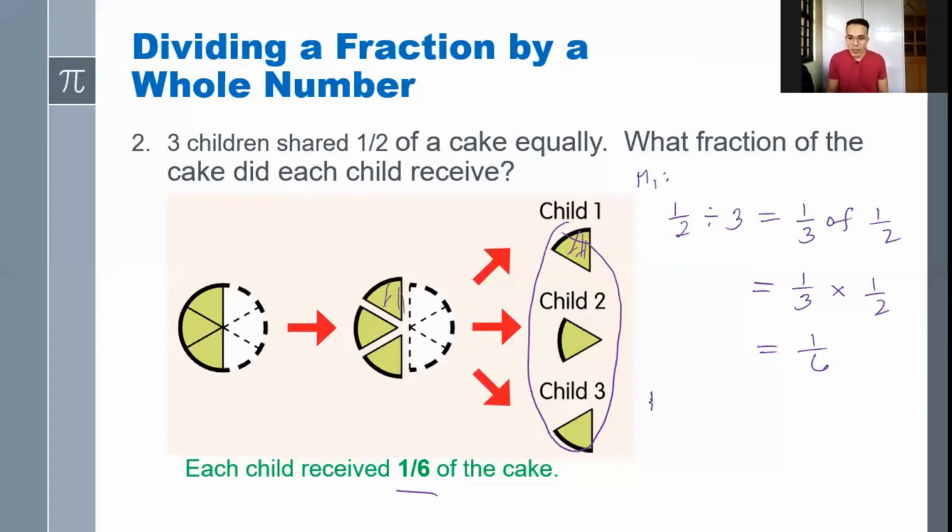And method number 2 is we have 1/2 divided by 3 equals 1/2 times 1/3, because 1/3 times 1/2 is the same as 1/2 times 1/3, and this is equal to 1/6. Okay? In other words, when you divide a fraction by 3, that is the same as multiplying that fraction by 1/3. Again, when you divide a fraction by 3, that is the same as multiplying that same fraction by 1/3.